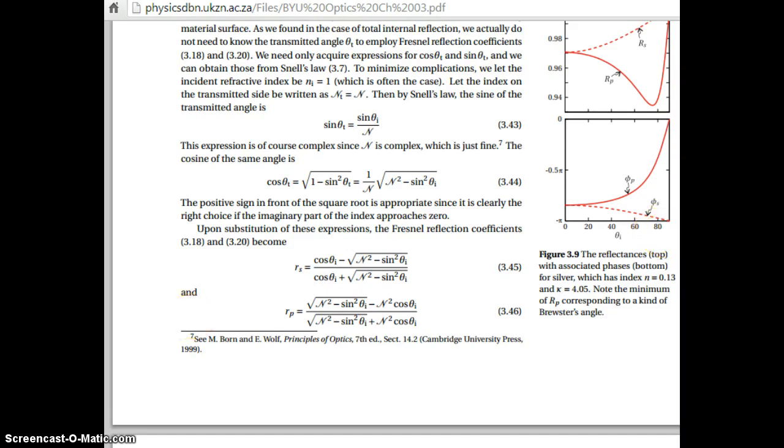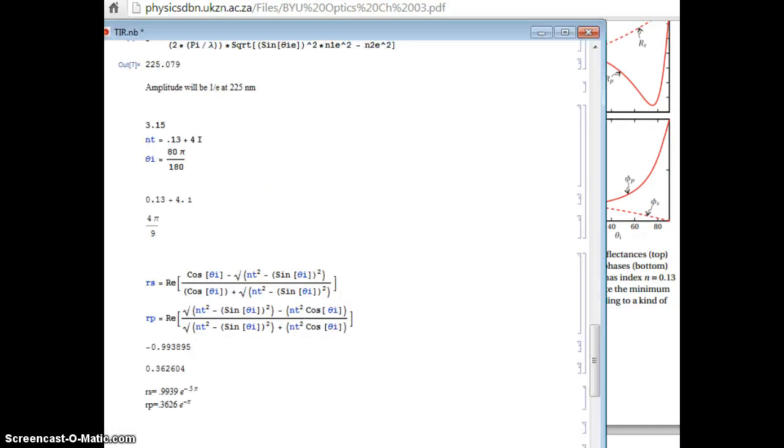So I just went with that. There's probably a way to calculate that more mathematically than looking at that chart, but that's what I had, and that was the simplest to do. So I'm going with RS equals 0.9939 e to the negative i pi, and RP equals 0.3626 e to the negative i pi over 2. So that is total internal reflection.